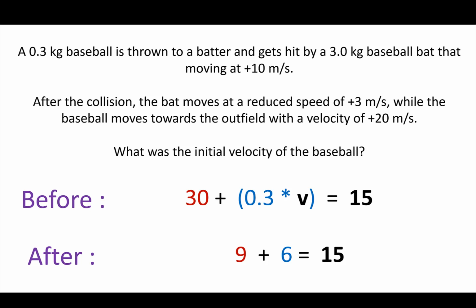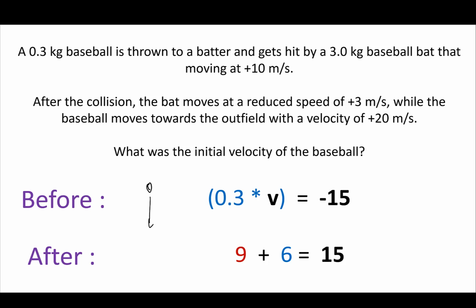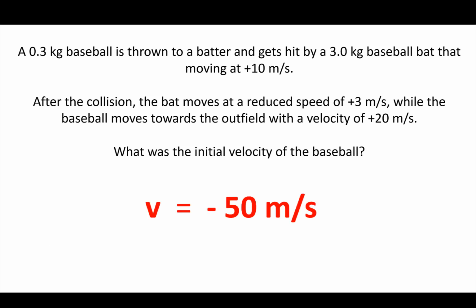Now 15 minus 30 is negative 15, and that's actually fine. Remember that momentum can be negative if you're moving in the negative direction. Initially, the baseball is moving towards the batter, and finally it's moving away from the batter. So we would expect it to have initially a negative momentum, because it's coming towards you, and finally a positive momentum, because it's moving away from you. So don't be freaked out about this. But you do negative 15 divided by 0.3, and you get negative 50. So this is the initial velocity of the baseball, negative 50 meters per second.